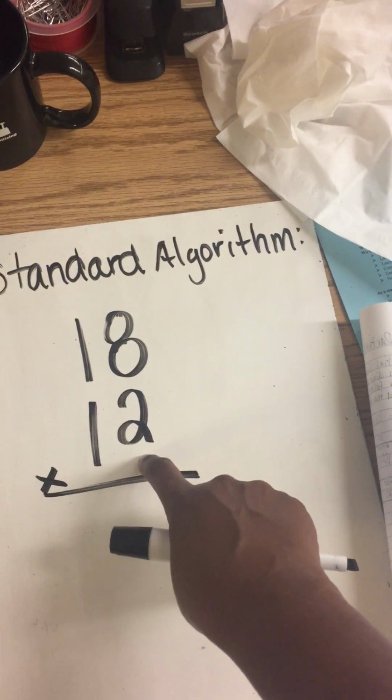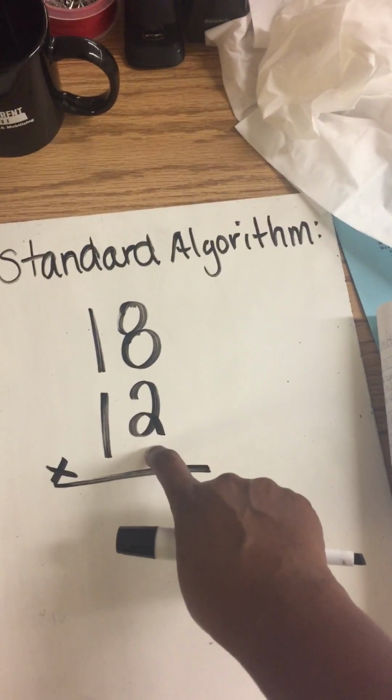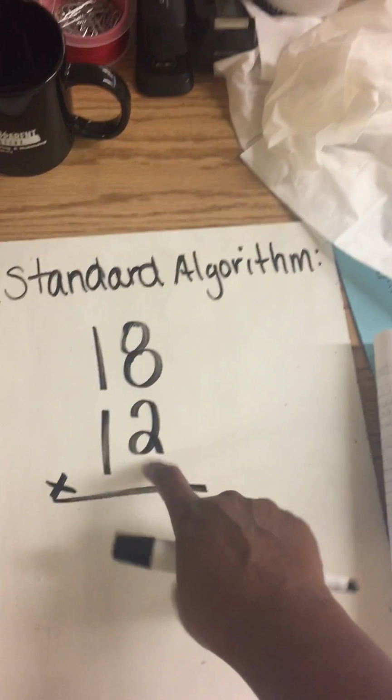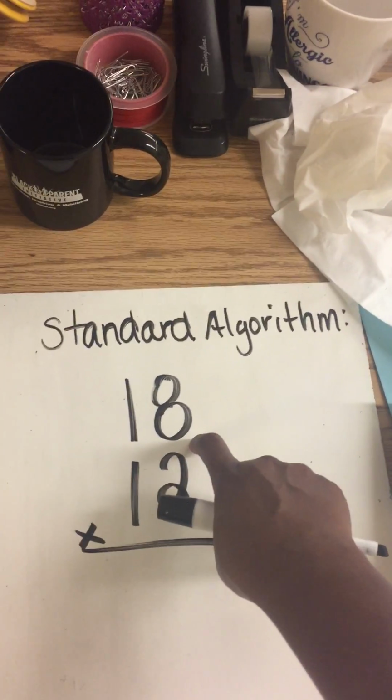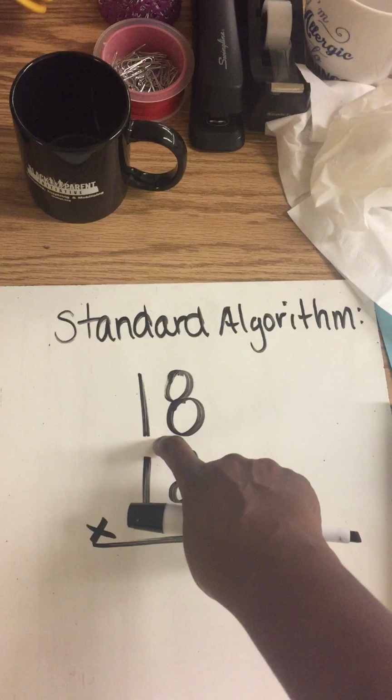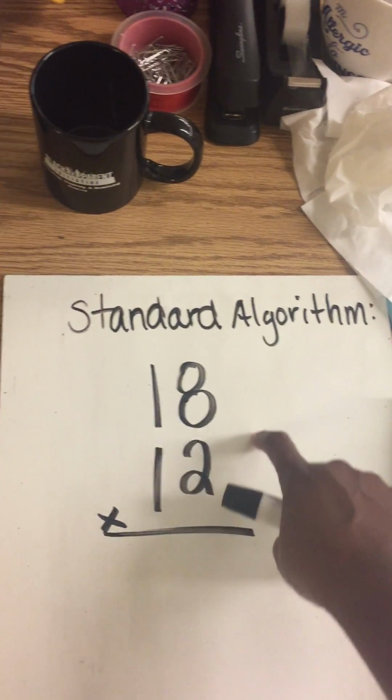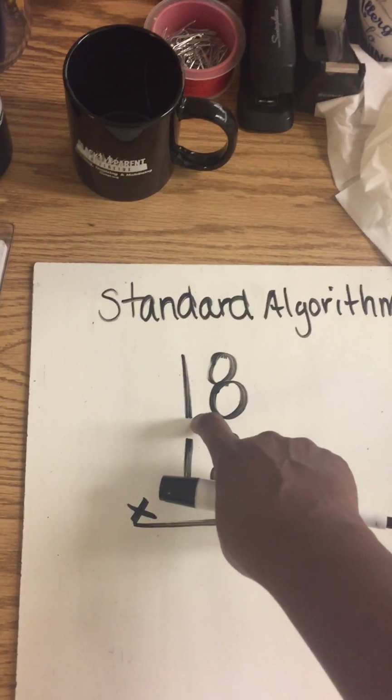Step 3 says you're going to take your bottom number to the right and multiply by all of the digits in the top number. Well, we have 2 digits in the top number. We have an 8 in the ones place and a 1 in the tens place. So we're going to take this 2 and multiply it times 8. And we're going to multiply it times 1.